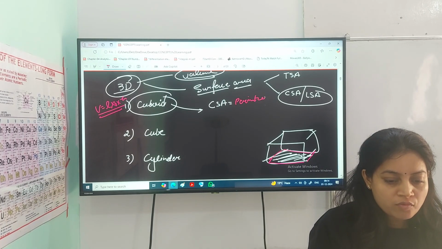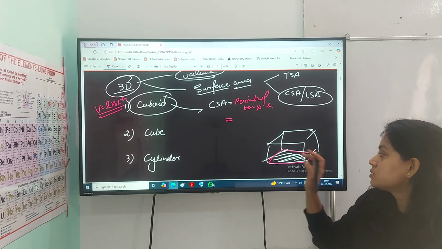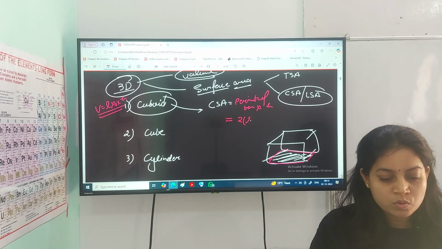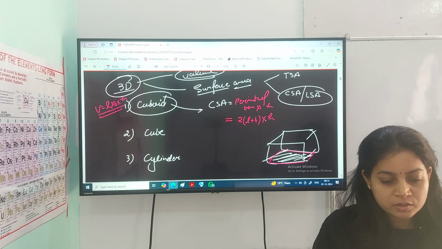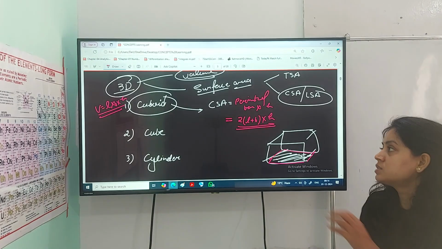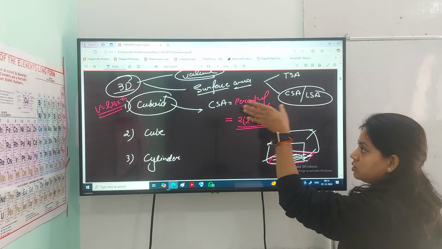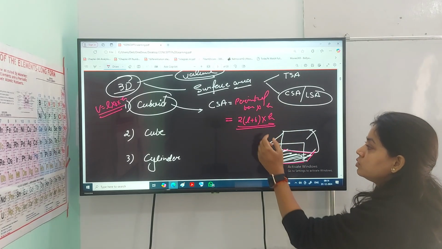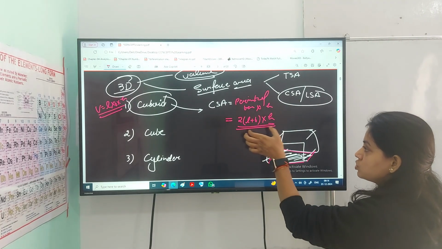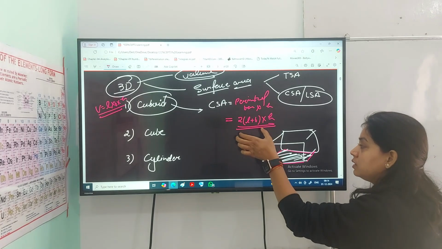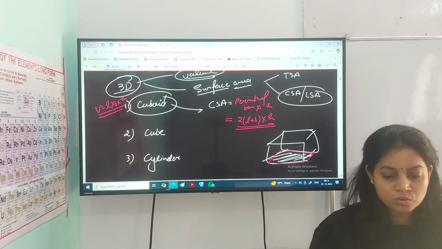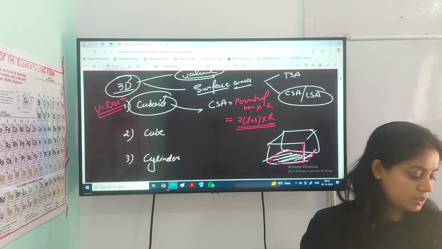Perimeter of base into height. So what is the perimeter of this base? Base is a rectangle. So perimeter of the rectangle we all know is 2 into (L plus B), into height. This is the general formula. I can say the general formula for curved surface area is the perimeter of a base into height. Perimeter of a base I am taking as 2 into (L plus B), because it is a rectangle, into height. When you multiply by the height, you will get the curved surface area.